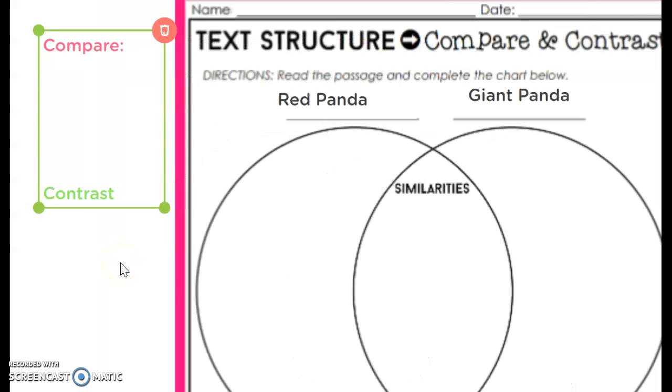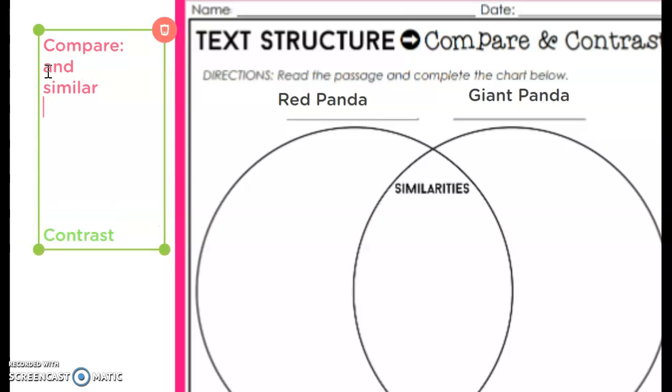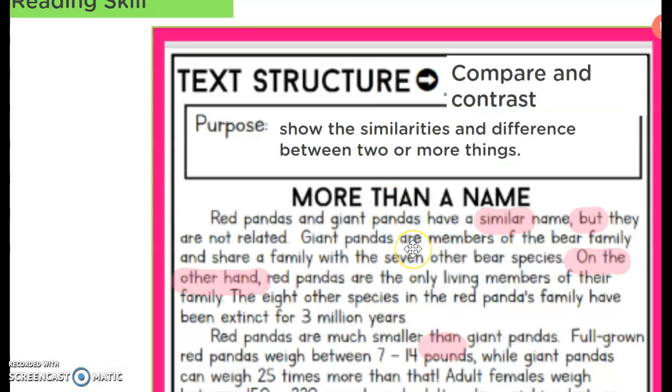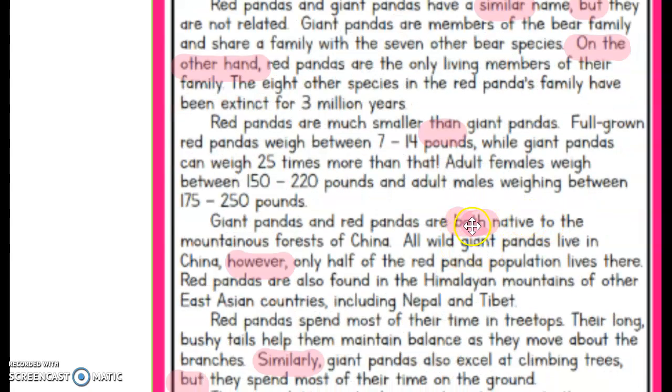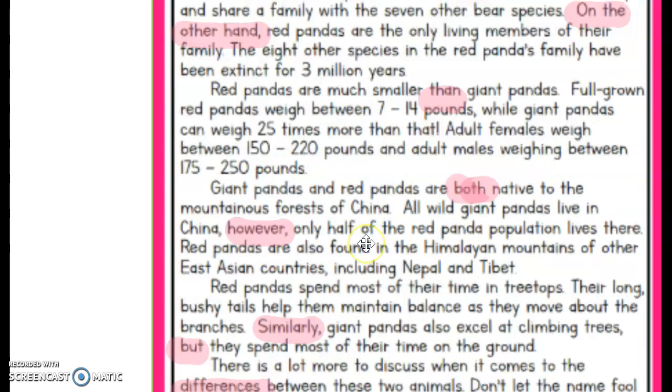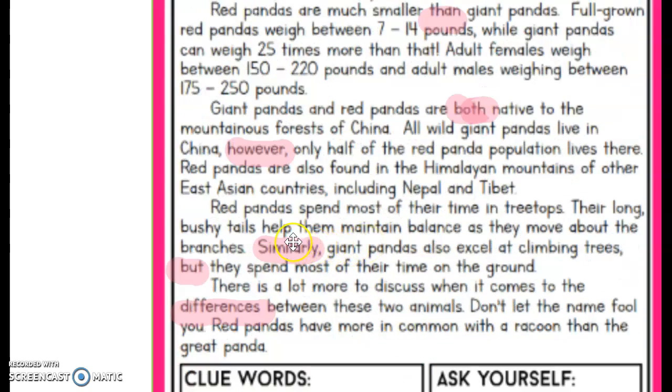So words that we can use to compare two things, remember that is how they are similar. We can use words like and, we can use words like similar, both. Let's go back to the text and see if we see any of these, because this is where you will look to write down how they compare. So I see similar right here. I see both right here. So you'll look in that sentence when you are finding evidence to compare them. And I see similar down here.